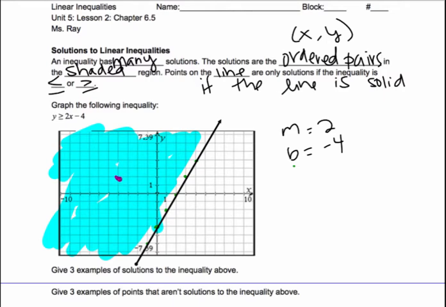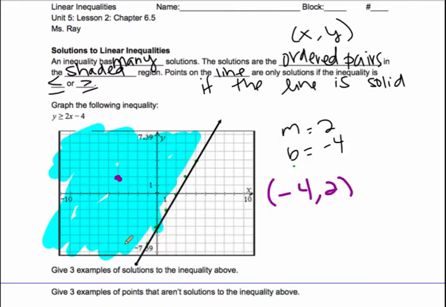So here's one example of a solution. How do I know that's a solution? Because it's clearly in the shaded region. What is that point? 1, 2, 3, 4. That's negative 4 for the x and 2 for the y. So negative 4, 2 is one example of a solution to this inequality. All right, let's find another one.